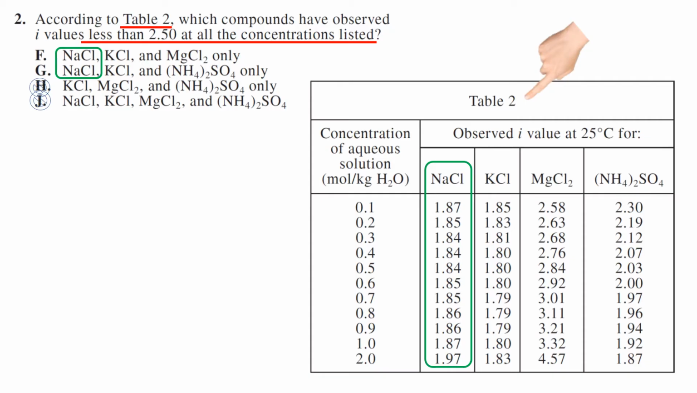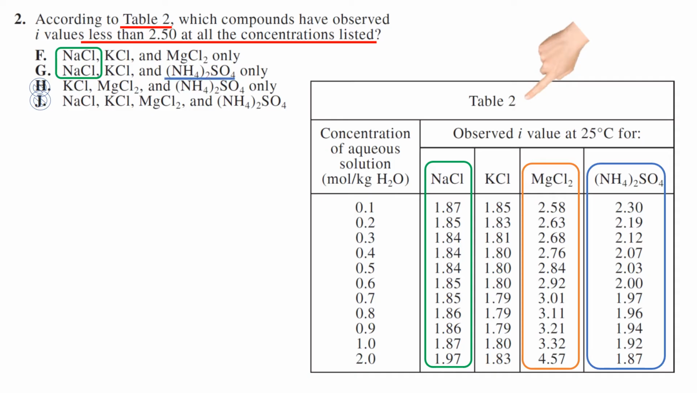KCl is in there. Potassium chloride. You can call it by its real name if you want, but it doesn't matter what it is. It just matters, can you find the symbol? So we're going to check both of these, and it looks like the last column is the one that has values all less than 2.5. So your answer is G.